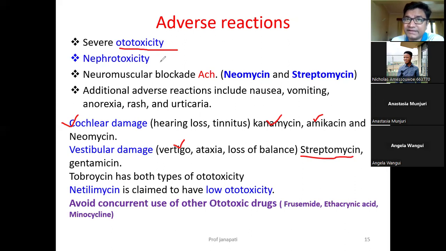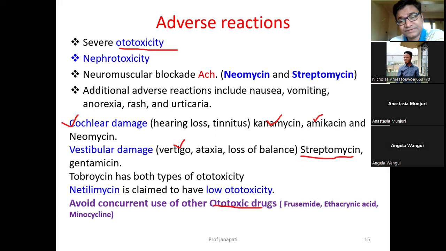Nephrotoxicity makes sense because the drug is water soluble, so it is excreted by the kidney. But we don't know exactly why it causes it. We learned how it causes ototoxicity, that is by damaging the cochlear and vestibular parts. One more thing is nephrotoxicity. Whenever you are giving these drugs, you need to avoid this.